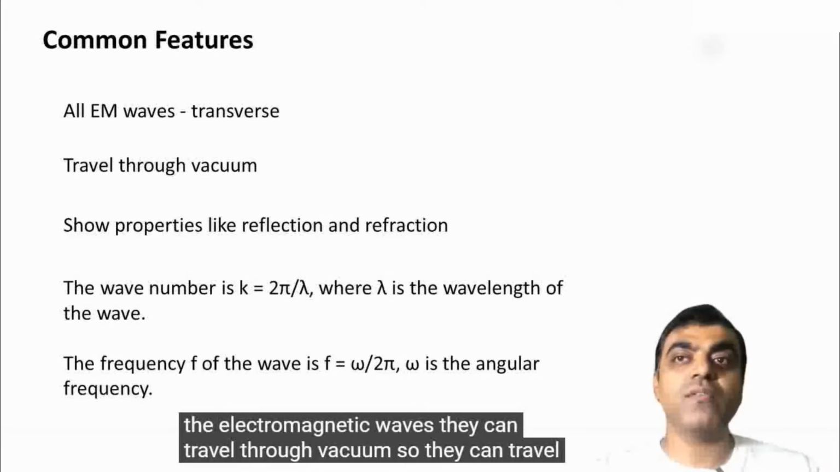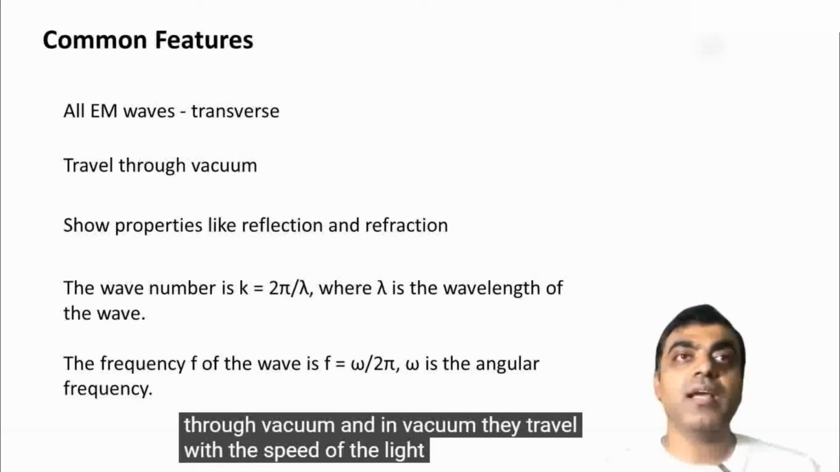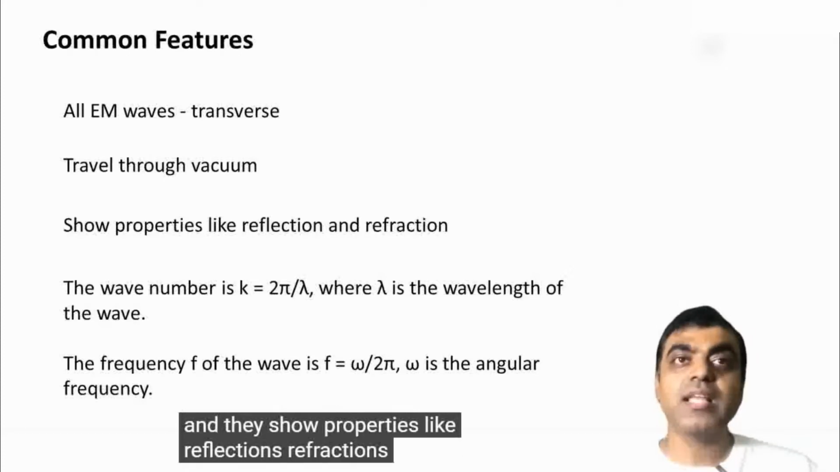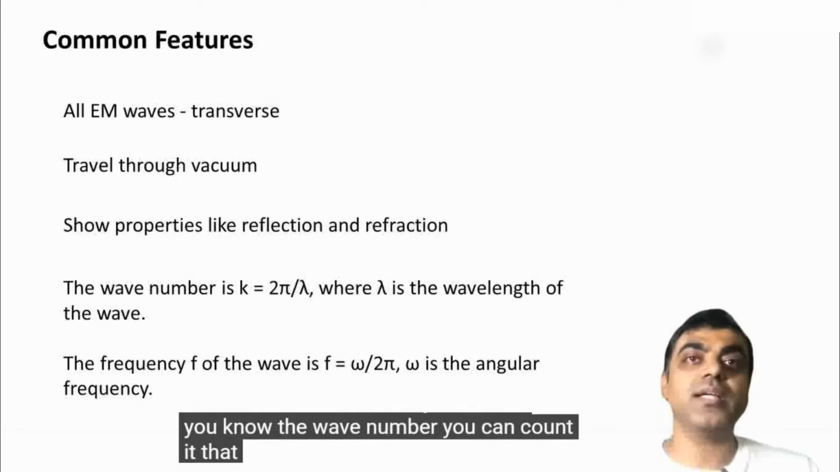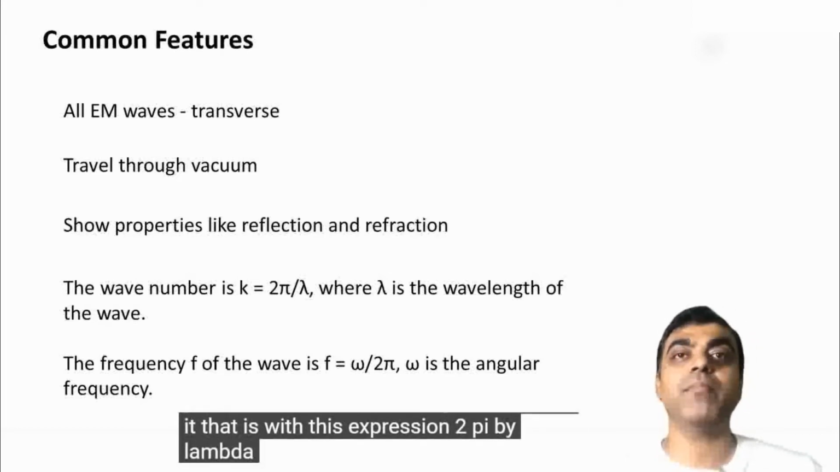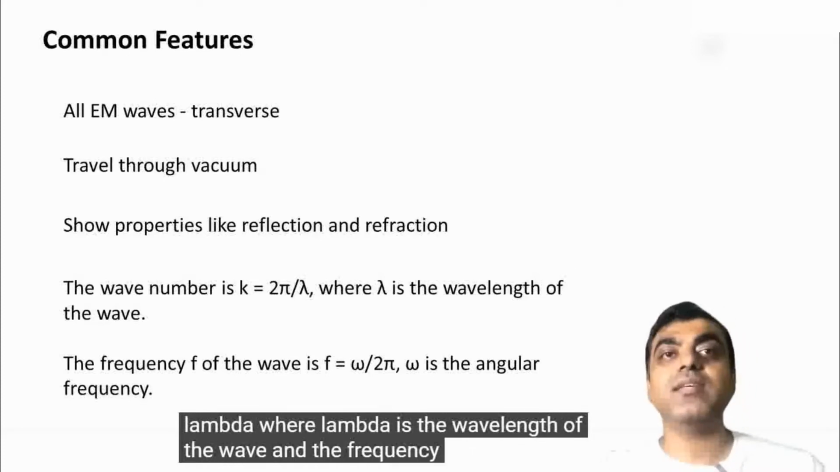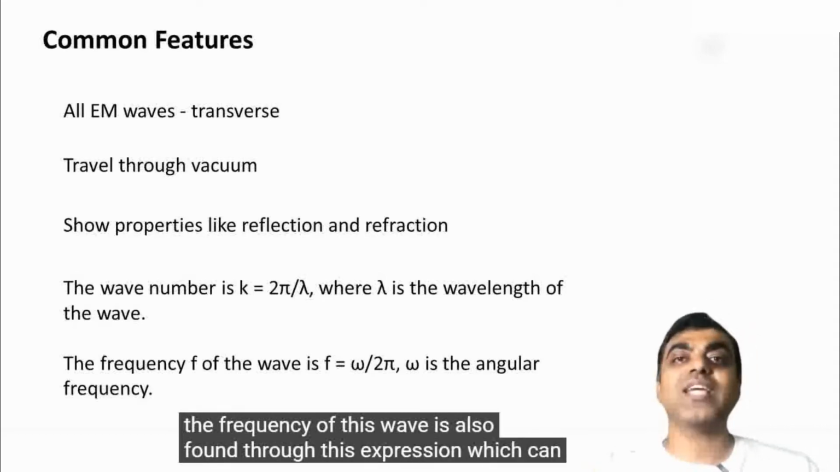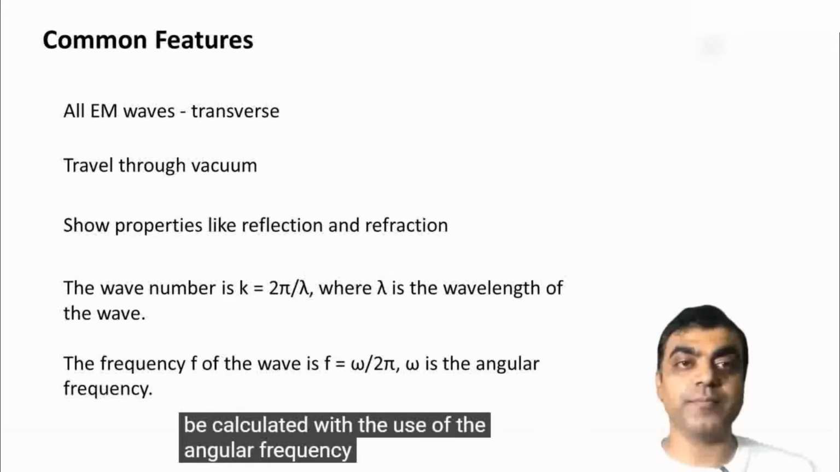Electromagnetic waves can travel through vacuum, and in vacuum they travel with the speed of light. They show properties like reflection and refraction. They also have a wave number, given by the expression 2 pi by lambda, where lambda is the wavelength of the wave. The frequency, f, of the wave can also be found through an expression using the angular frequency.